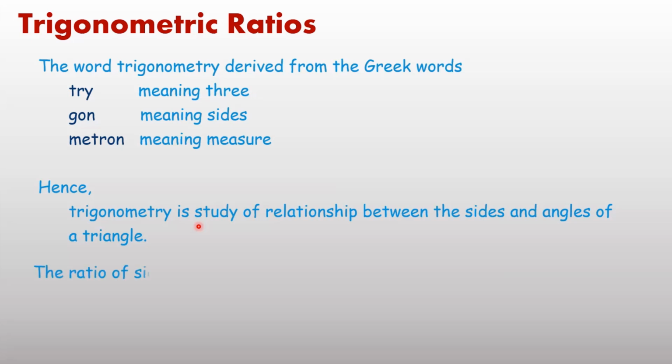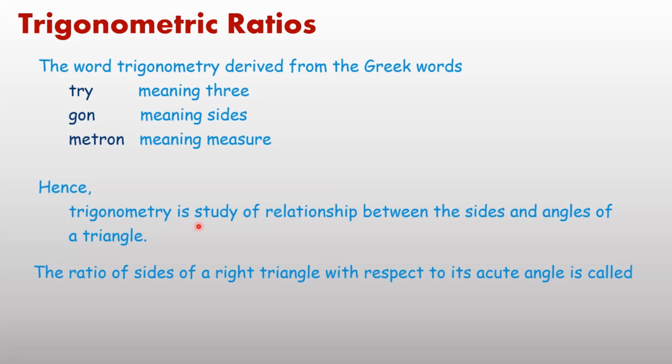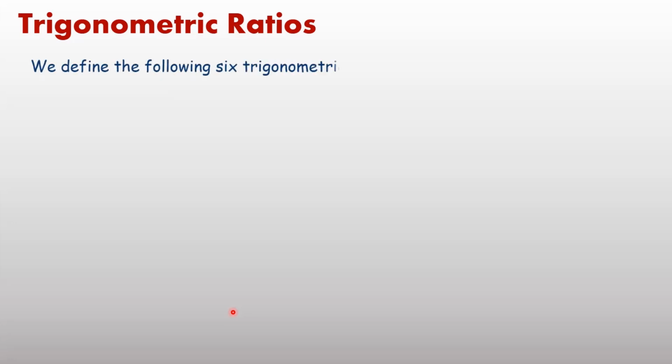And here in class 10th, we have to study the relationship between the sides and angles of a right angle triangle. Here we will consider the angles as acute angles. With reference to the acute angles, we have to study the ratios of the sides of the triangle. If we take any two sides, there are 6 ratios which we can define for any two sides.